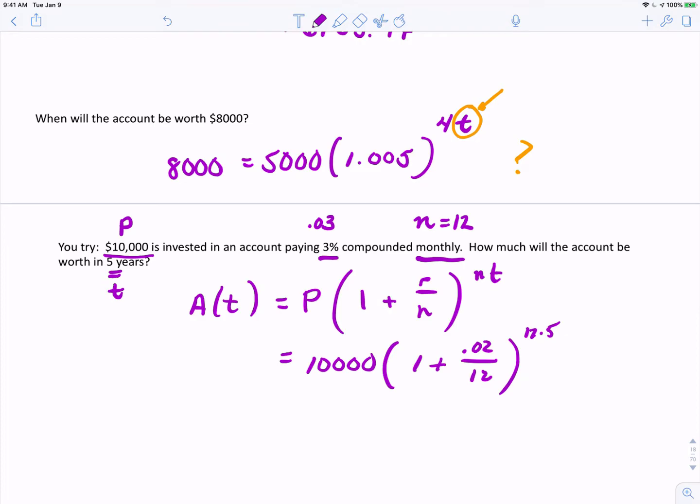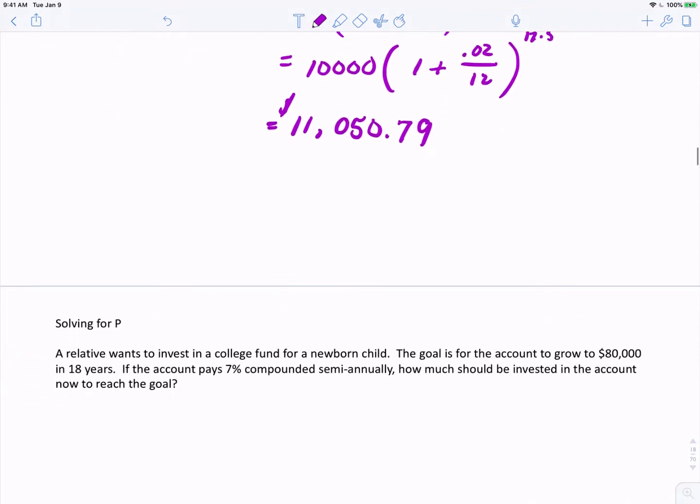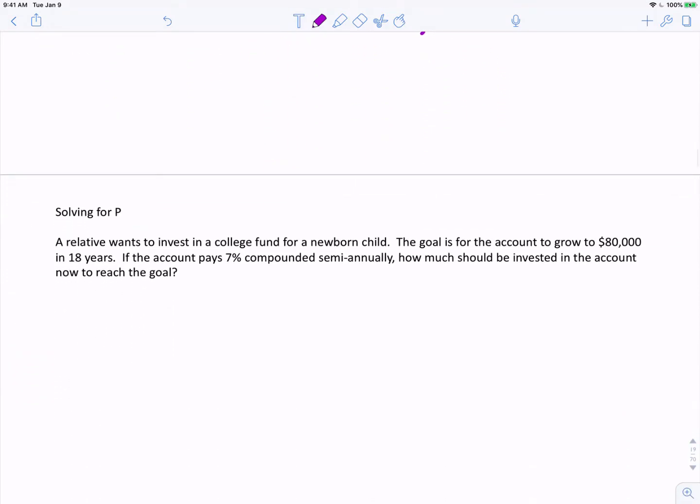So we'll take that, we'll raise it to the 60th power and multiply it by $10,000. And so we have a final amount of $11,050.79. So that would be how much would be in the account in 5 years. Now the compound interest formula can be solved for the initial amount as well.